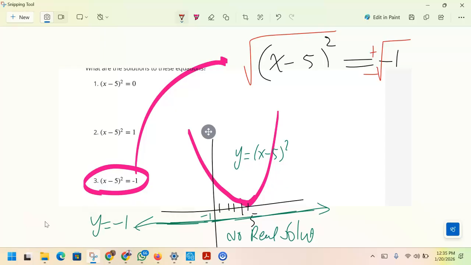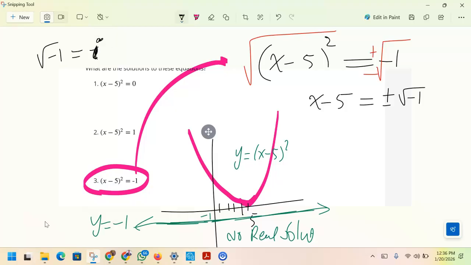Then we have x minus 5 equals plus or minus the square root of minus 1. And we all know what the square root of minus 1 is. The square root of minus 1 is an imaginary number. By definition it is i. It is represented by i, the imaginary unit.